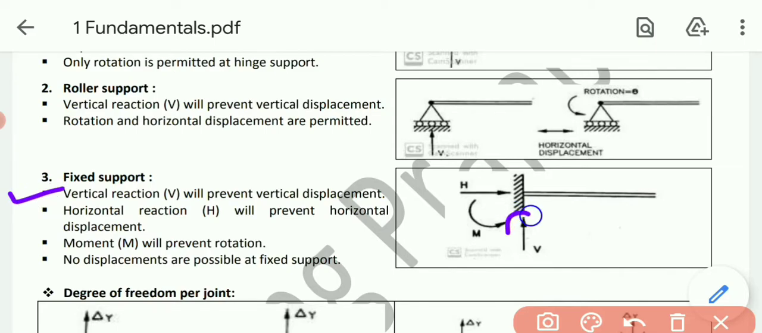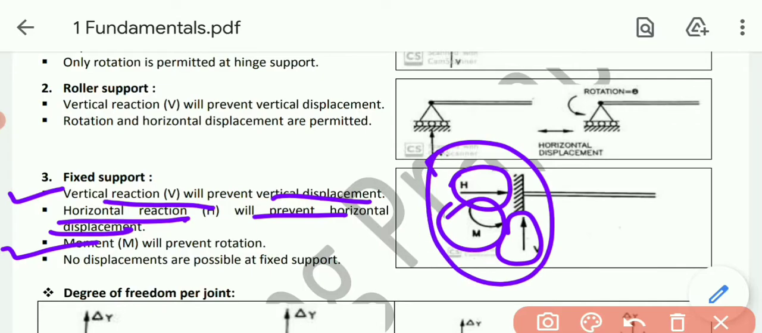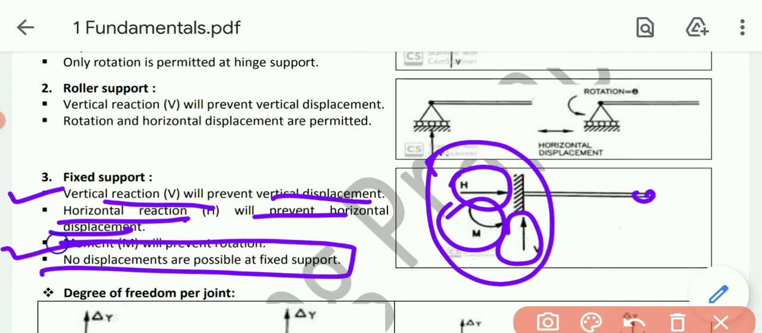In fixed support, vertical, horizontal and moment, all the three reactions are produced, so vertical reaction will prevent the vertical displacement, horizontal reaction will prevent the horizontal displacement and moment will prevent the rotation. So as all three reactions are produced, we don't need to apply any extra reactions. Okay, so no displacements are possible at the fixed support.